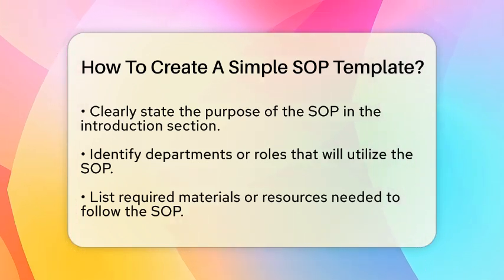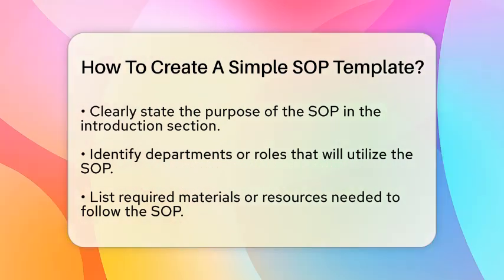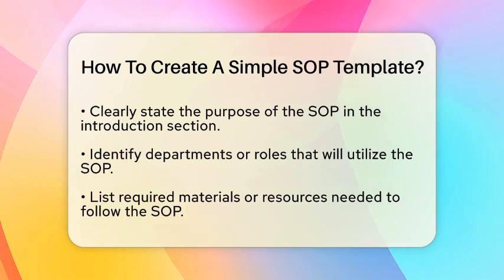Next, list any required materials or resources. This could include specific documents, software, or equipment that someone will need to follow the standard operating procedure effectively. Being clear about what is needed can save time and prevent confusion.